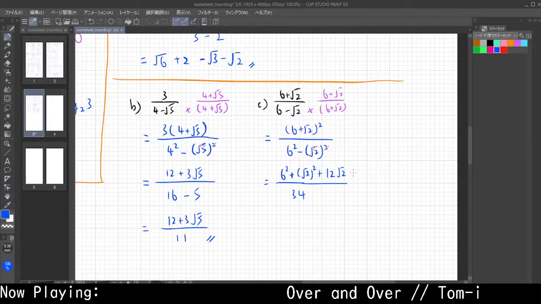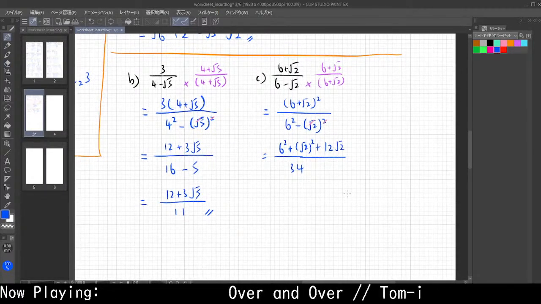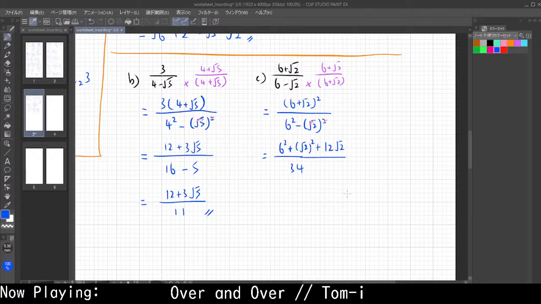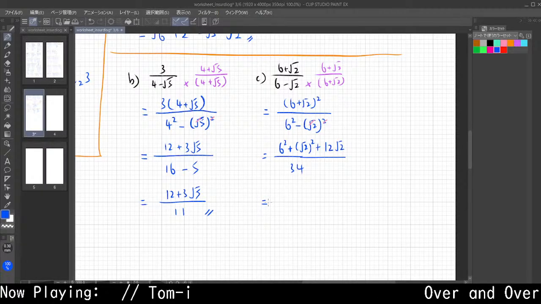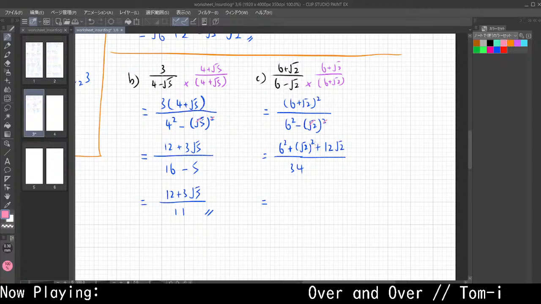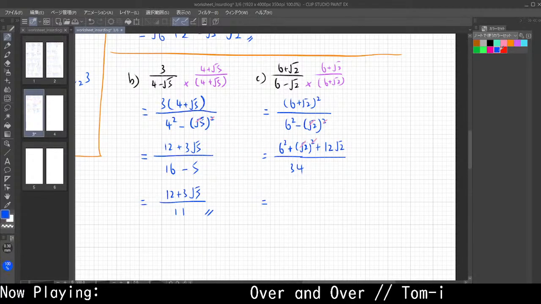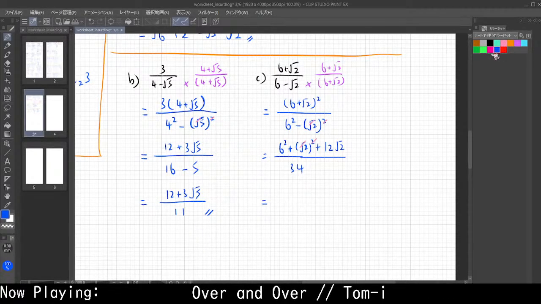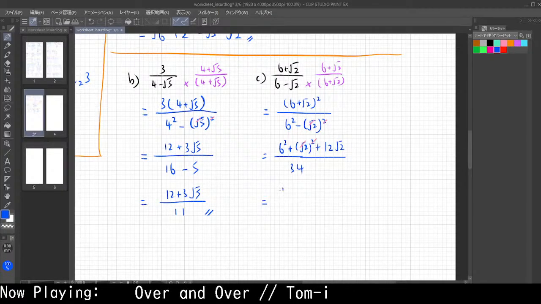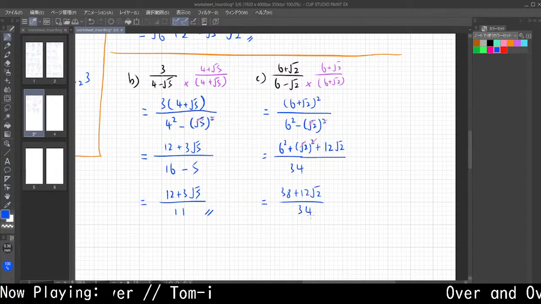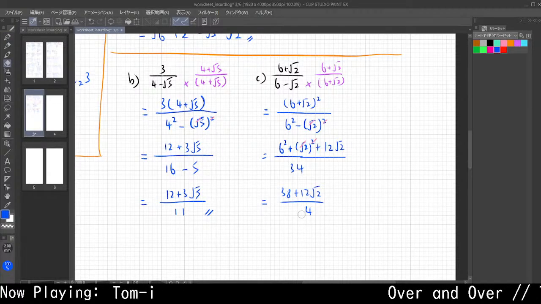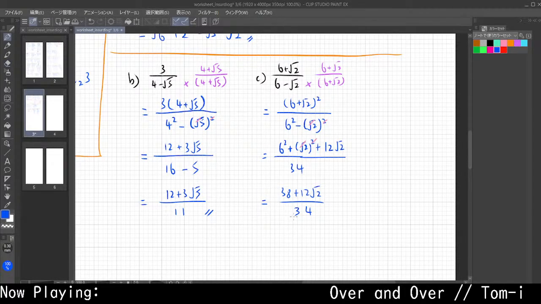So then you can do this with the answer. This will look like that. Then you can further simplify, so let's go through the simplification process. The 6 square is 36. Square root 2 square, again you can cancel out both the square and square root, so you just get a plus 2. 36 plus 2 is 38. So you get 38 plus 12 square root 2 over 34. Okay, so we see, can this be simplified?